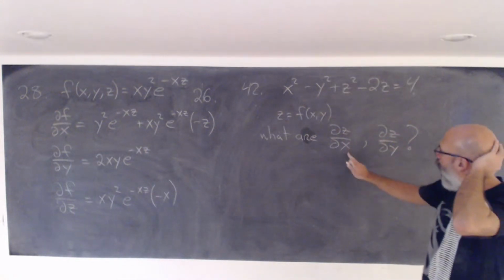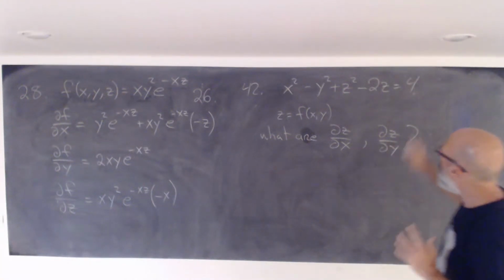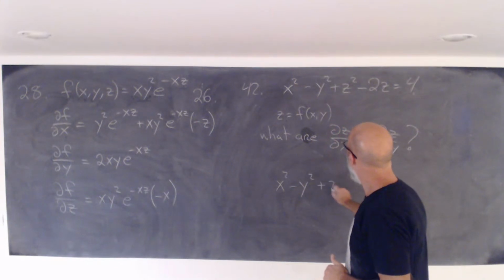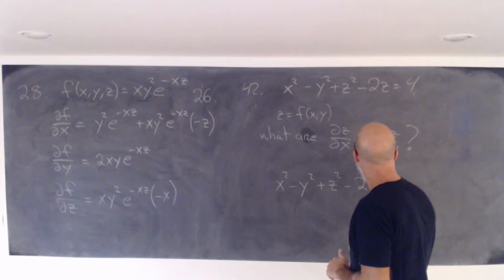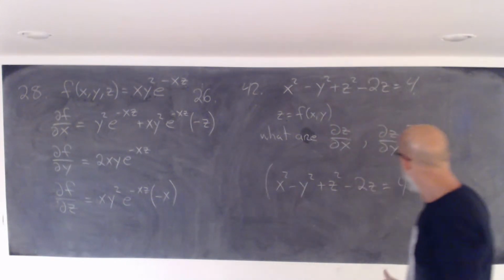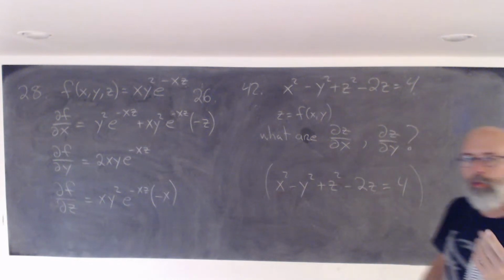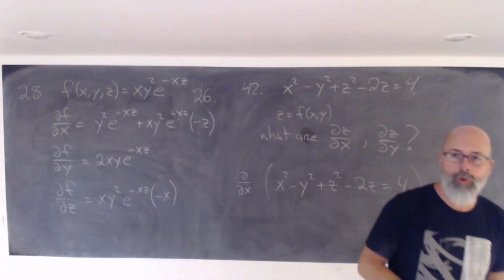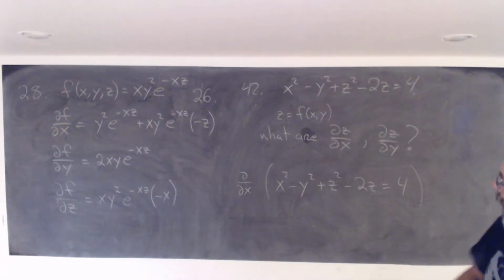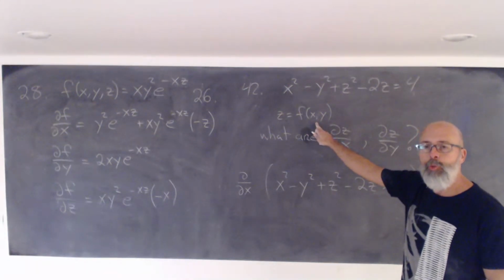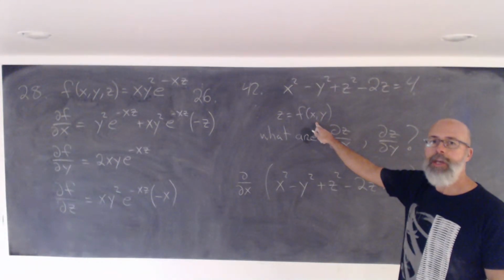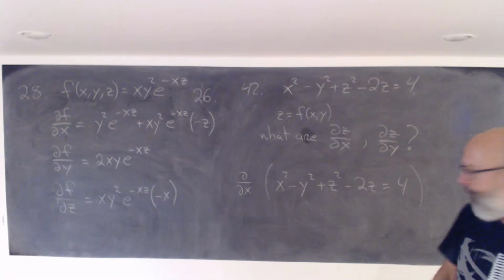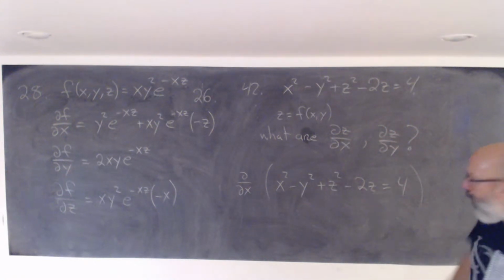Right, so what is dz dx? What is dz dy? That's the question we wish to answer. What are we going to do? We're going to differentiate the whole equation with respect to x, with the understanding that z is really a function of x and y, even though we never actually solved for it. So differentiate the whole equation.